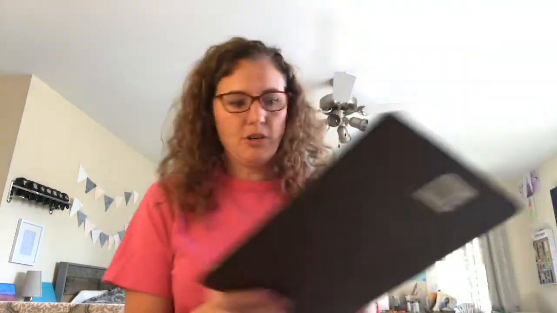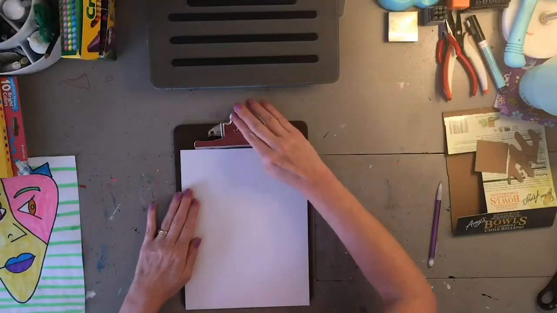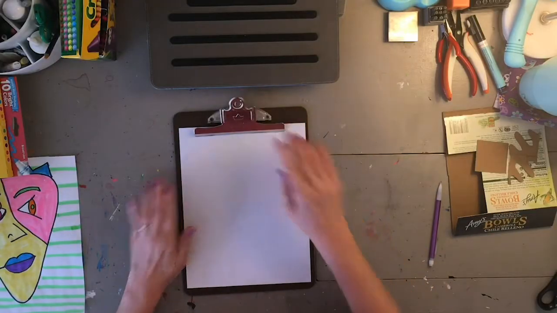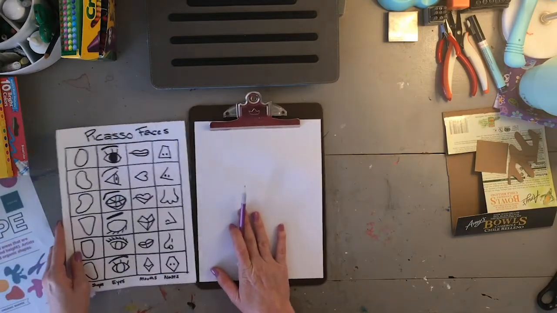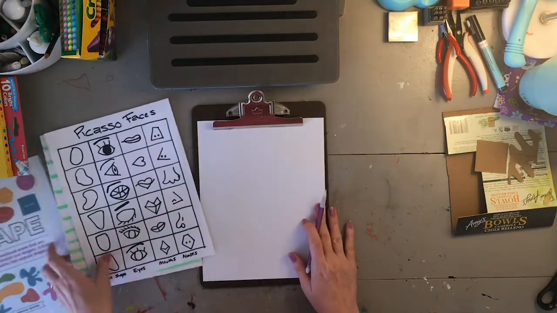I'm going to get my board. And I am going to turn it vertical because you'll have more room vertical this way. So let's take our paper vertical. And I'm going to start with the pencil. And here's my Picasso face page.